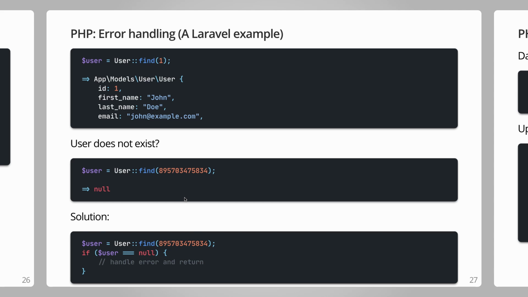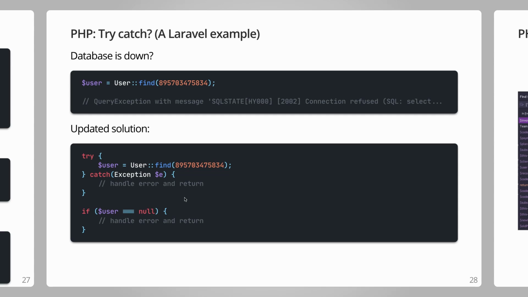But what happens if the database fails? So then it behaves differently. It throws an exception instead. Alright, so our updated solution now looks like this, where we have 2 errors just for one thing. So are you really sure you have accounted for all of that in your code? Well, at least I'm not sure about mine.